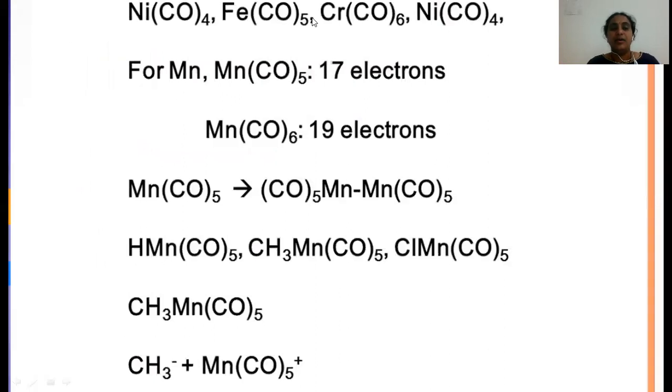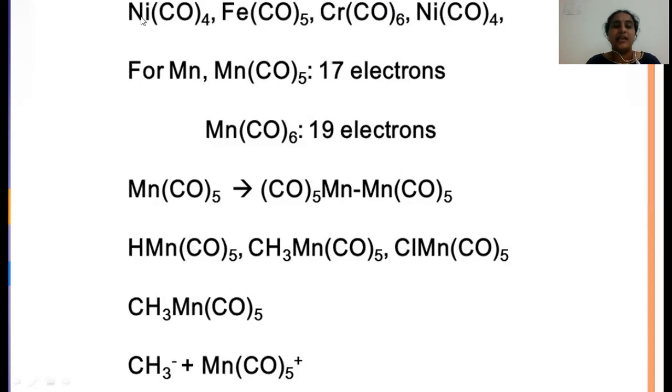Now observe the complexes nickel tetracarbonyl, iron pentacarbonyl, and chromium hexacarbonyl. In these three complexes there is no charge on the sphere, and carbonyl is a neutral ligand, hence the oxidation number of all three complexes is 0.